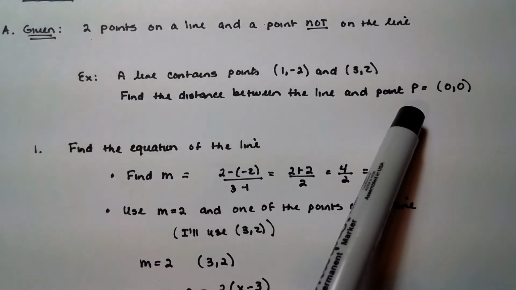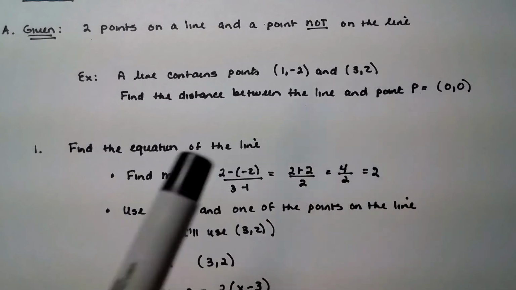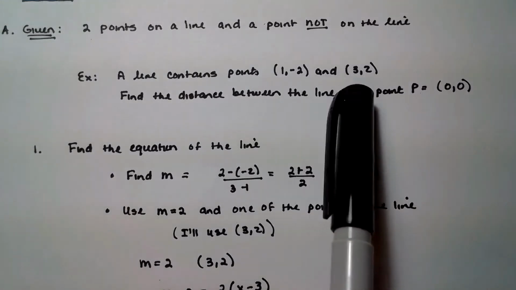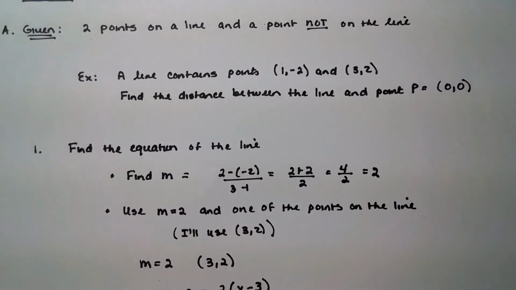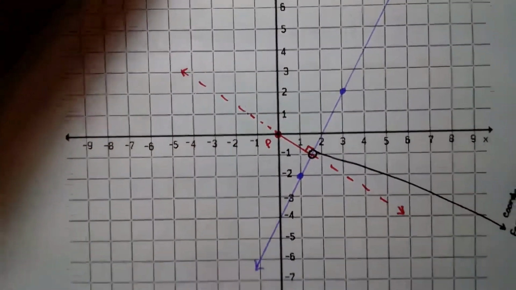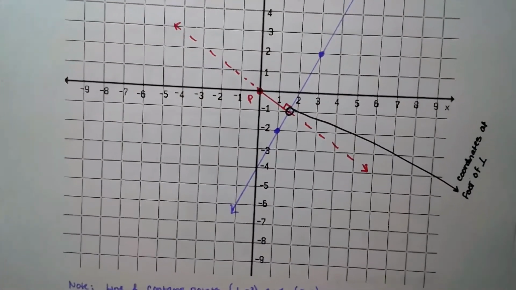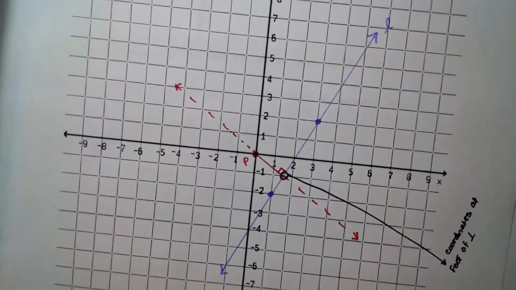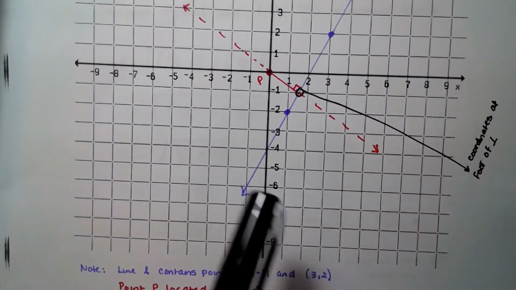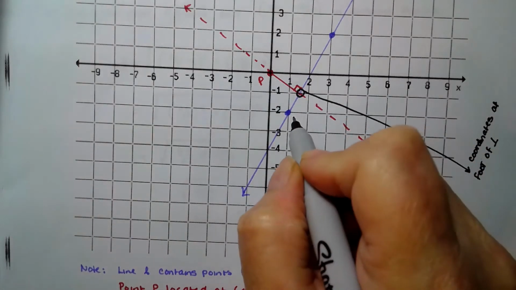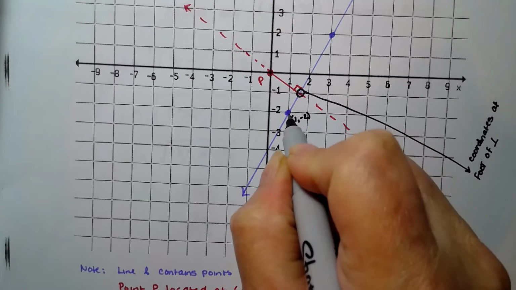I actually used this example partway in class today. When you want to find the distance between the line and the point not on the line, you could plot those 2 points and connect them with the line. I did that on the next page here. Let me show you. So we had the point (1, -2). I went over 1 in the x direction and down 2 in the y direction. So this is (1, -2), that's this point right here.